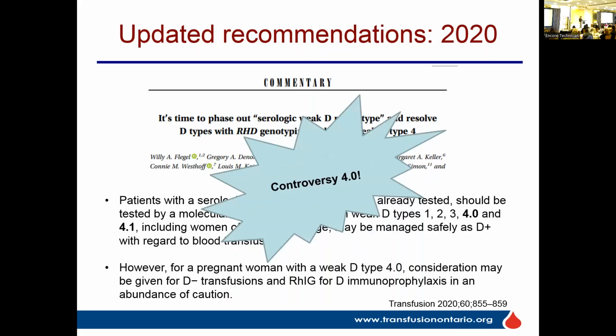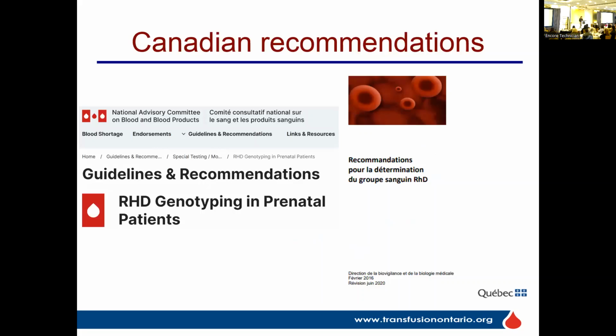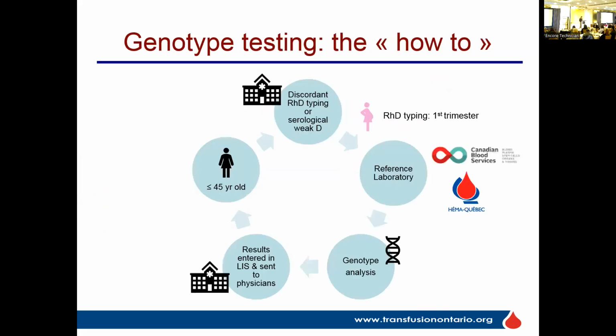Now, we're quite lucky actually that we have Canadian recommendations. The NAC just updated a few days ago their guidelines for RhD genotyping in prenatal patients. And there's a similar document in French for the province of Quebec that was written by the CCNMT, which is the NAC equivalent in Quebec. Basically, those guidelines are quite similar, and they recommend to consider patients who are RhD type 1, 2, or 3 as D positive. So very similar to the 2015 publication. Now I will walk you through the different steps if you want to request a genotype test.